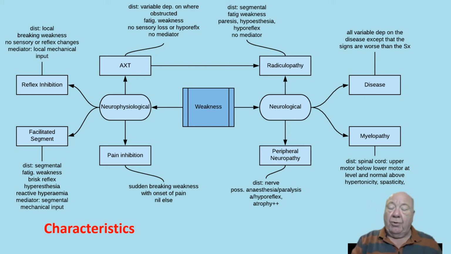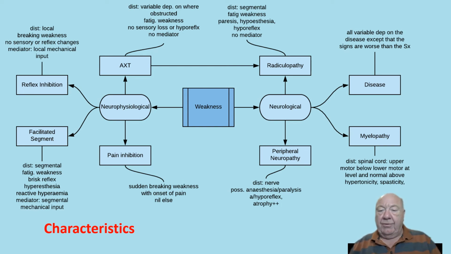You'll see hypertonicity, spasticity, and hyperreflexia, and all the other signs. Probably, if you're looking at the neck, Hoffman's looks to be about the most sensitive sign for this. And lower down, you're obviously looking at Clonus and Babinski, and so on.